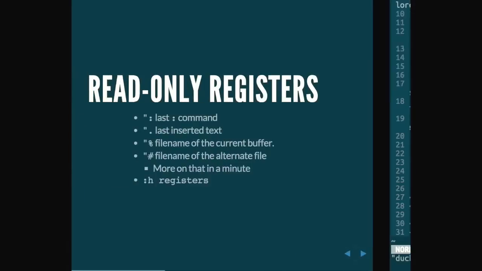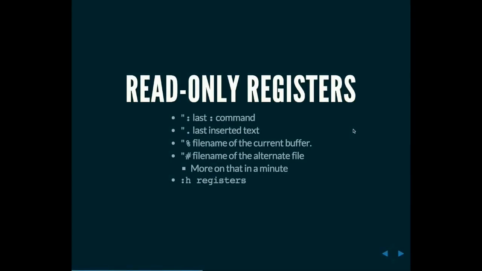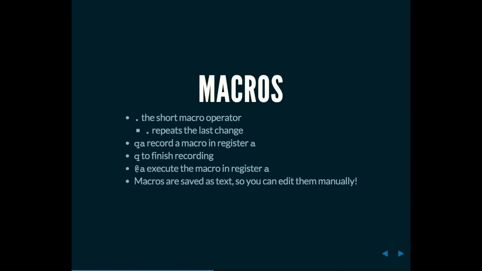He's pretty smart. Okay. So there's also something called an alternate file. That's generally speaking the last file that you edited. So if you're going back and forth between two files and you need the name of the other file, it's in, quote, pound. Or quote Octothorpe if you're a typesetting nerd. So if you ever want to know more about registers, colon H registers. Alright, let's talk about macros. Macros are do that thing again that I just did because it was cool.